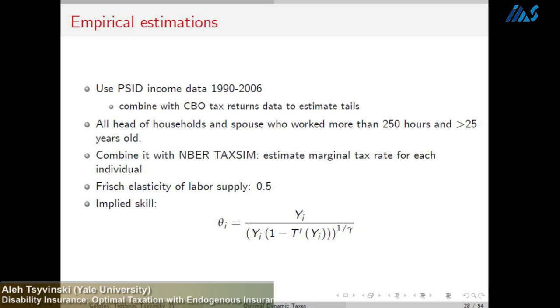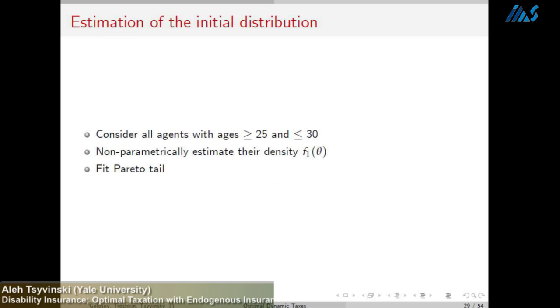And now the interesting thing is I can calculate all kinds of conditional probabilities for how the skills evolve over the lifetime. It's exactly what we do. So the first thing I have to do is to estimate the initial distribution. What's the initial distribution? I'm going to take the people in PSID from age 25 to 30, and I'm going to just estimate density at different skills.